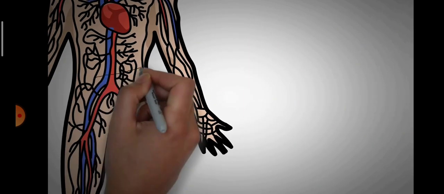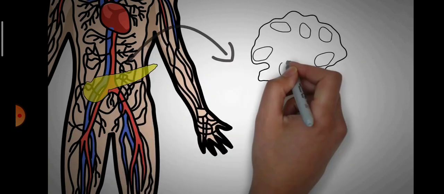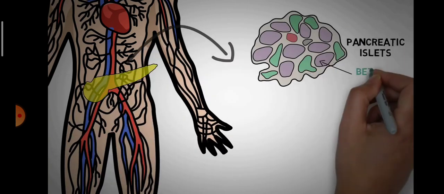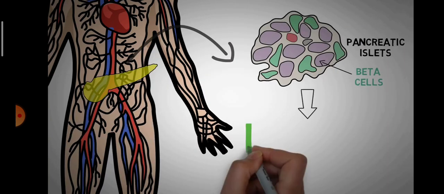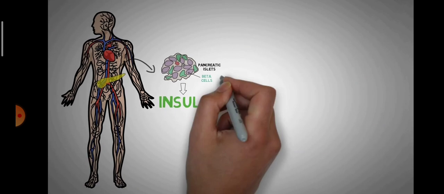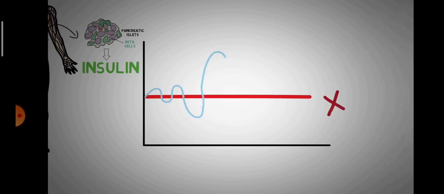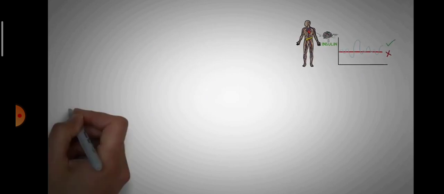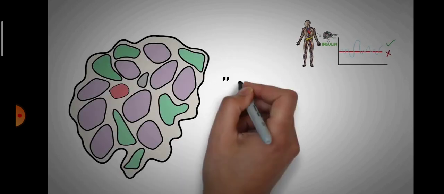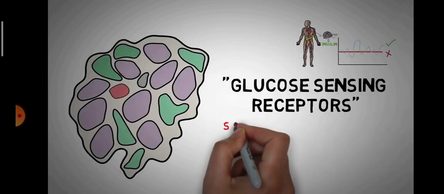Another common example includes the beta cells in your pancreas that produce the hormone insulin. Now, these cells do not produce insulin at a constant rate, but rather increase or decrease the production of insulin depending upon the amount of glucose that is present in our bloodstream. This is possible because the beta cells of the pancreas have special receptors in them that enable them to sense the amount of glucose in the blood.